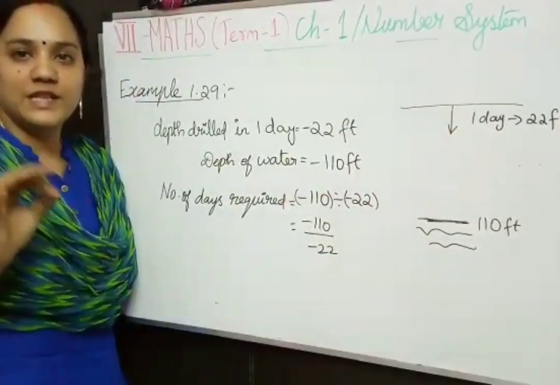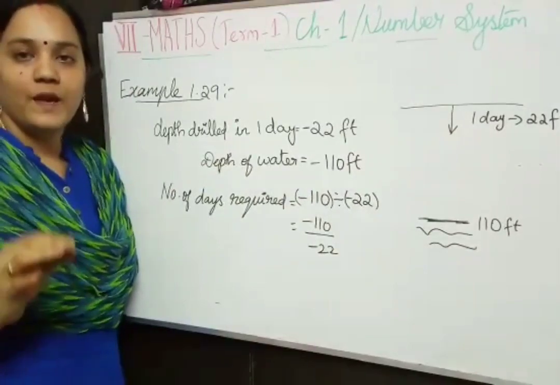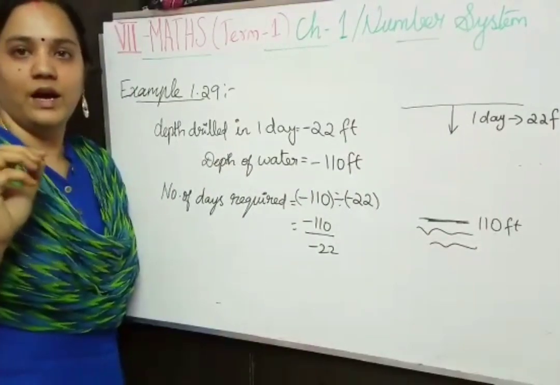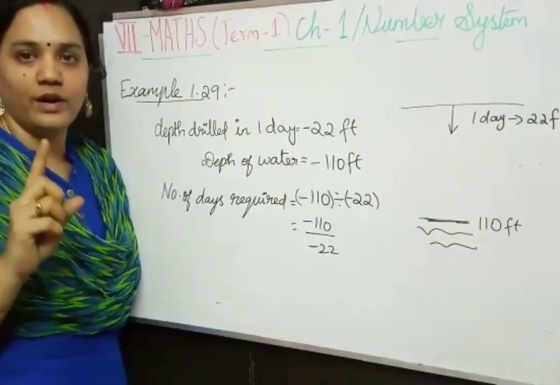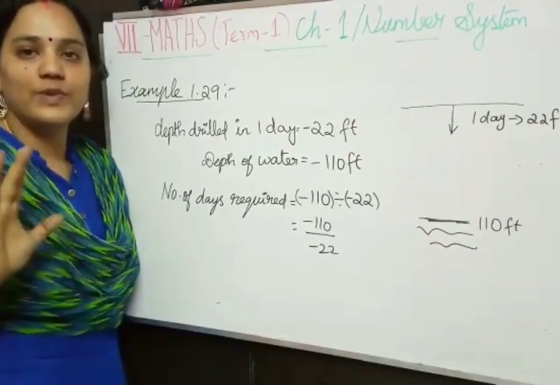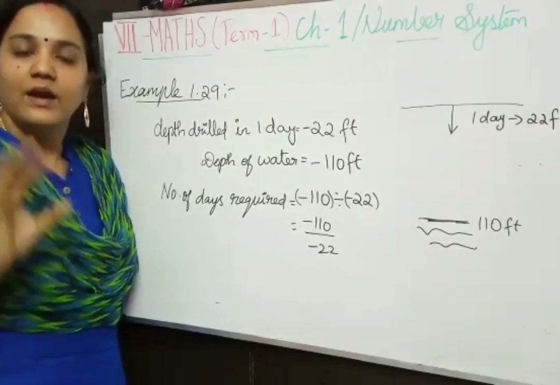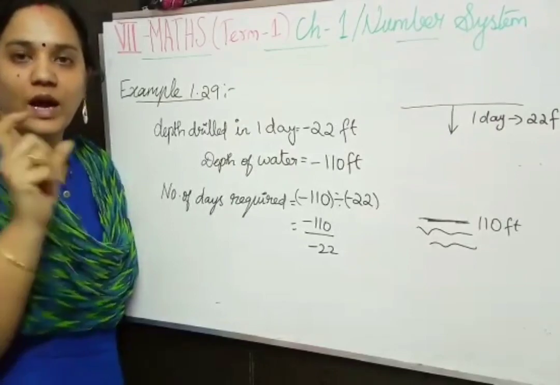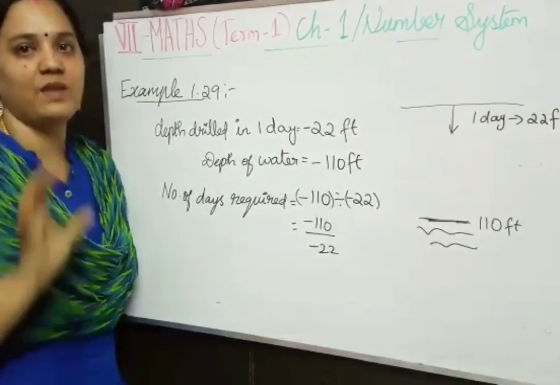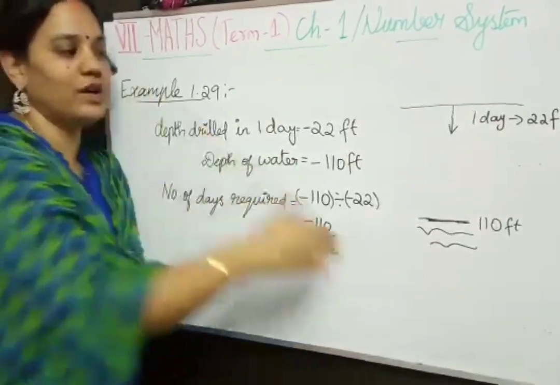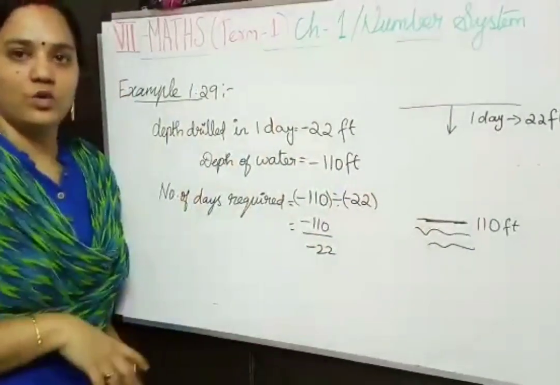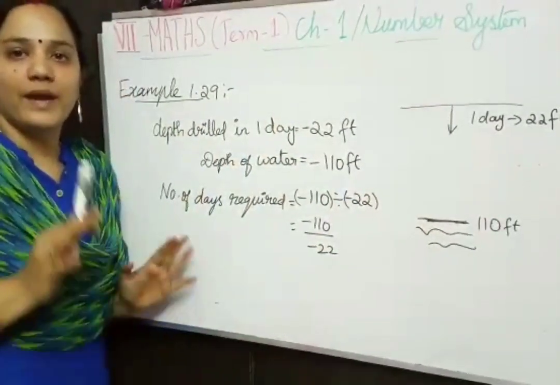So obviously we have to divide. How do we do it? You know the value. If a pen costs 10 rupees, how many pens can you buy for 100 rupees? We can buy 10 pens. How did we calculate? 100 divided by 10. The same thing we are going to use here. We are going to divide 110 by 22, but with the appropriate sign.